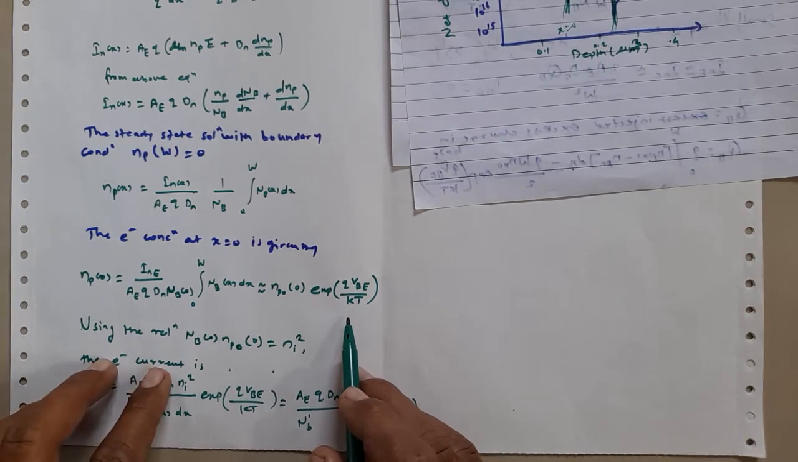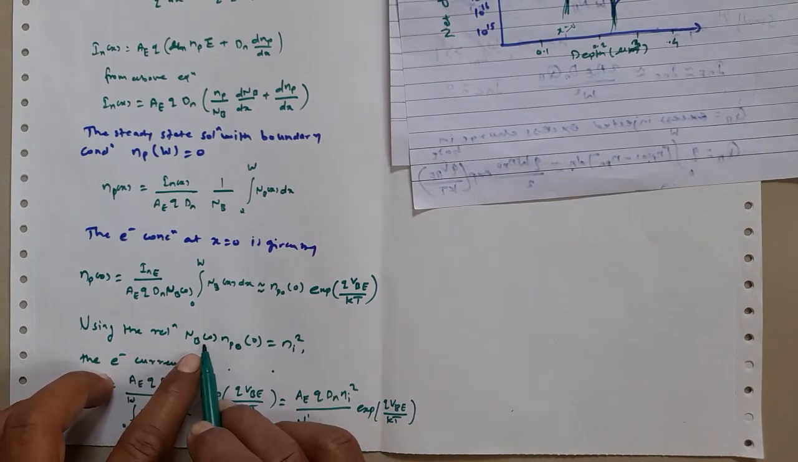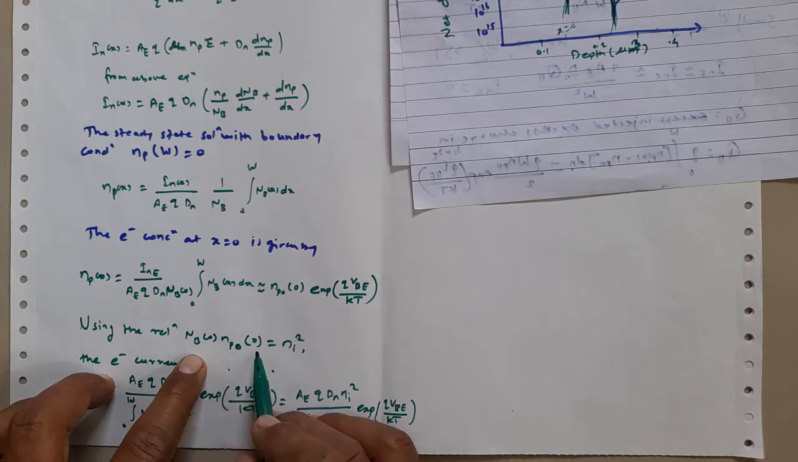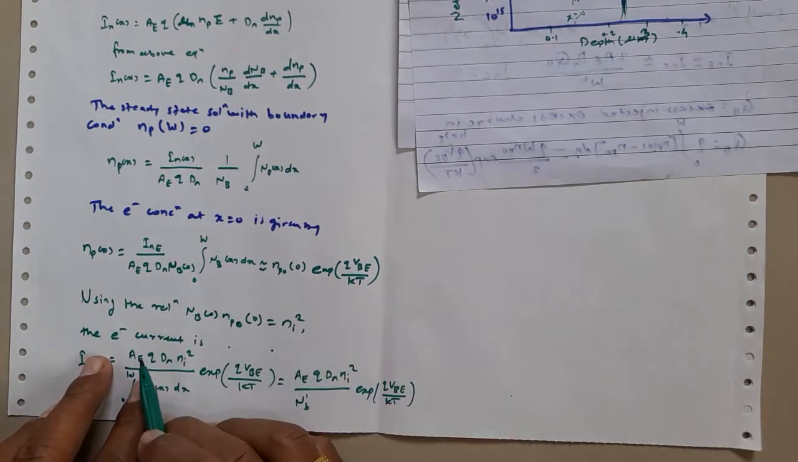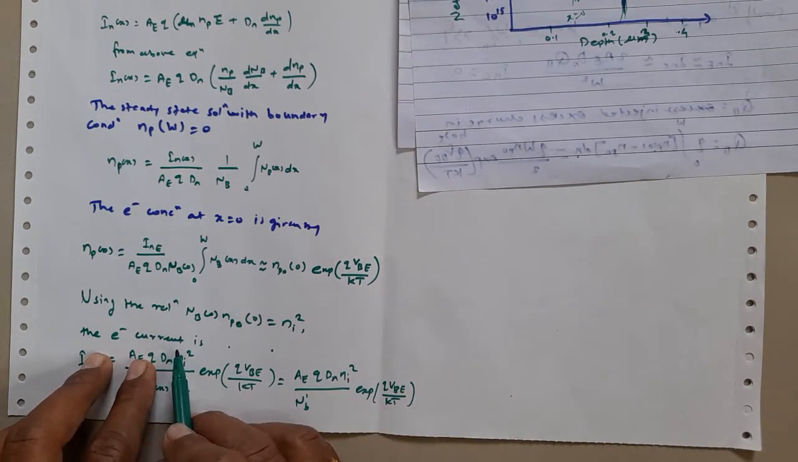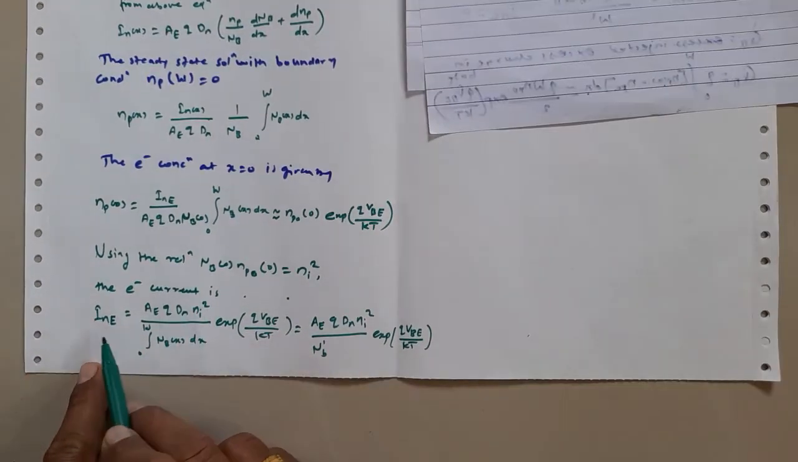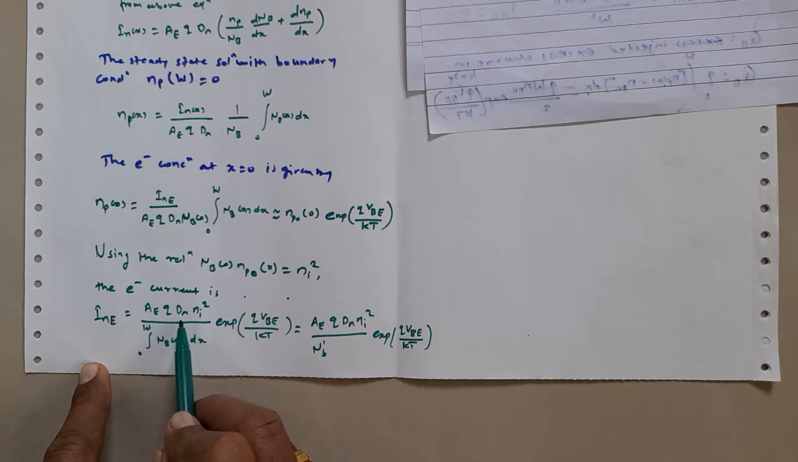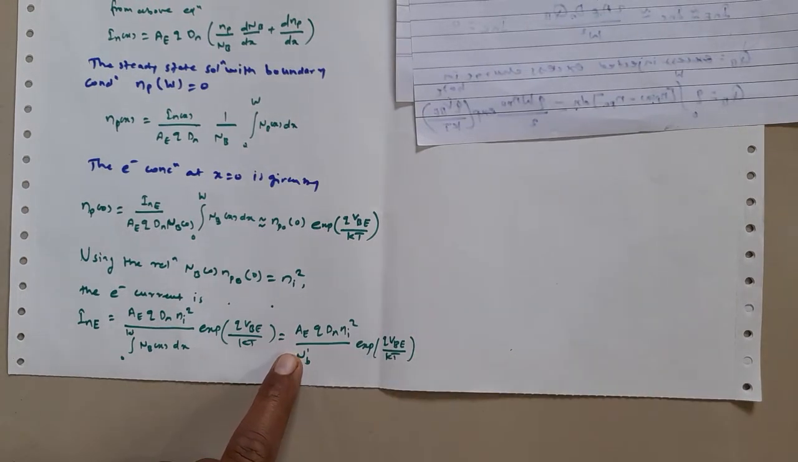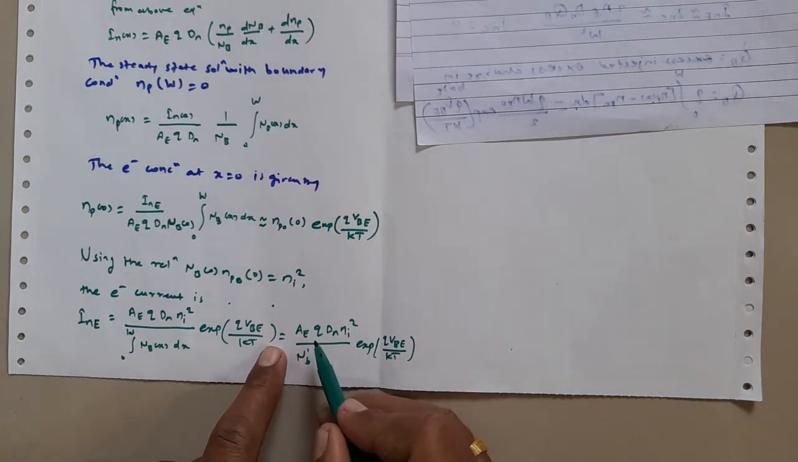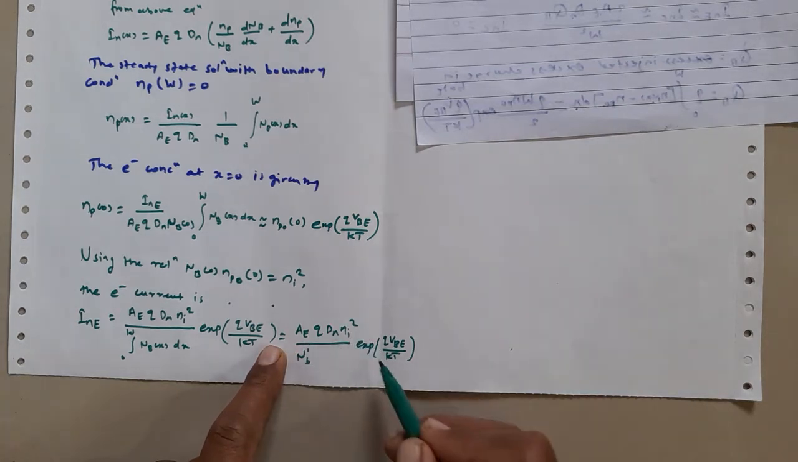Using the relationship from earlier, n_B(0) times n_p0(0) is equal to n_i squared. Under the no biasing condition, the electron current is given by I_nE equal to A_E q D_n n_i squared upon the integration from 0 to W of N_B(x) dx, times the exponential term. Here the integral becomes A_E q D_n n_i squared upon N_B dash, into the exponential term.